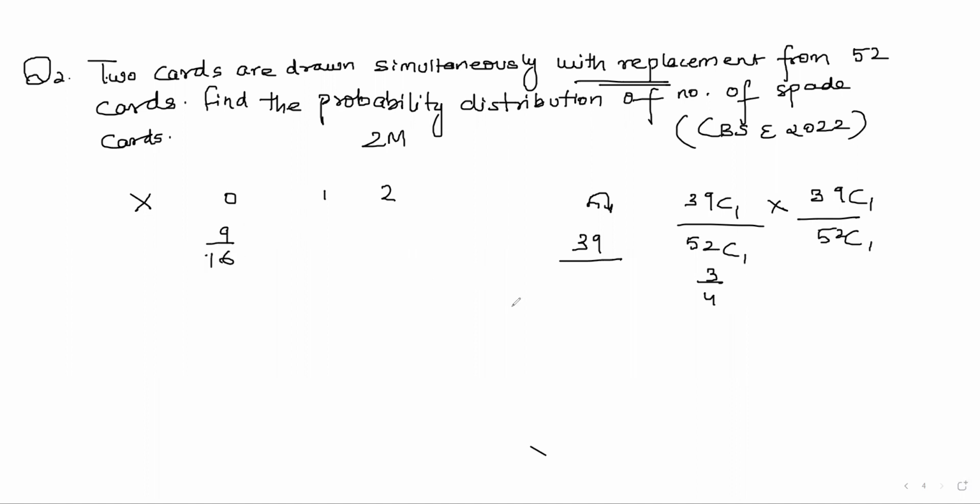Very good. For 1, it is 3 by 16, sir. Sorry, 6 by 16, sir. Okay, let me check. For 1, that means the first card is not a spade, so 3 by 4. And the second is a spade, so 1 by 4, plus 1 by 4 into 3 by 4. So that means 6 by 16, which means 3 by 8. Are you saying this, Nabil? Yes, sir. Okay, great. That's correct.